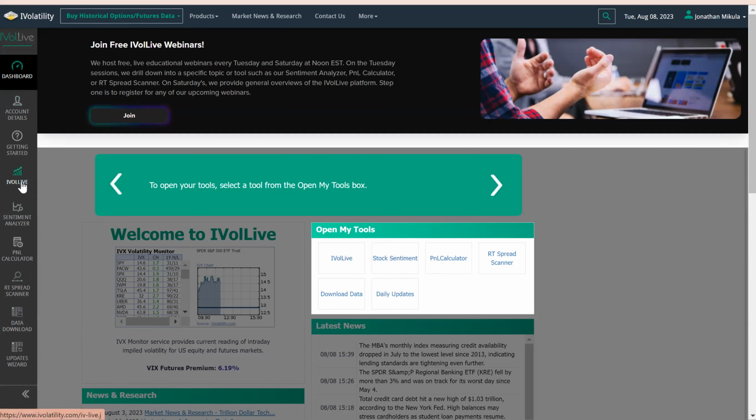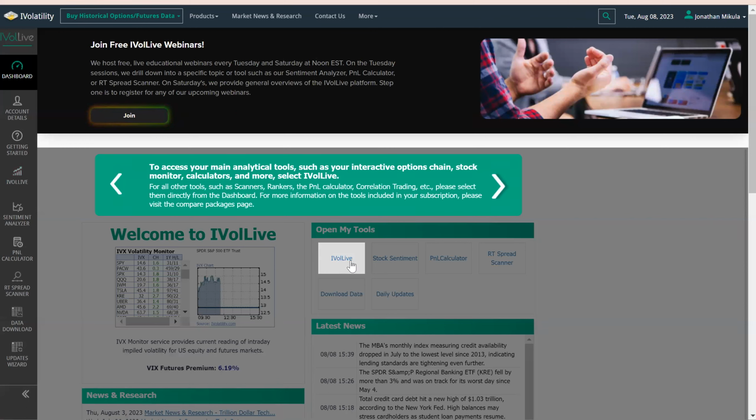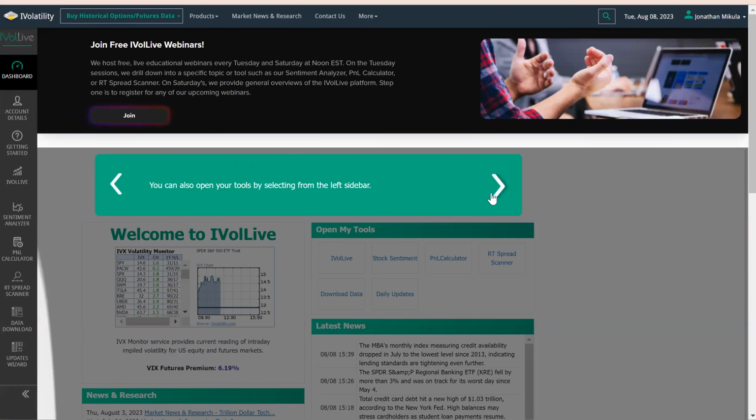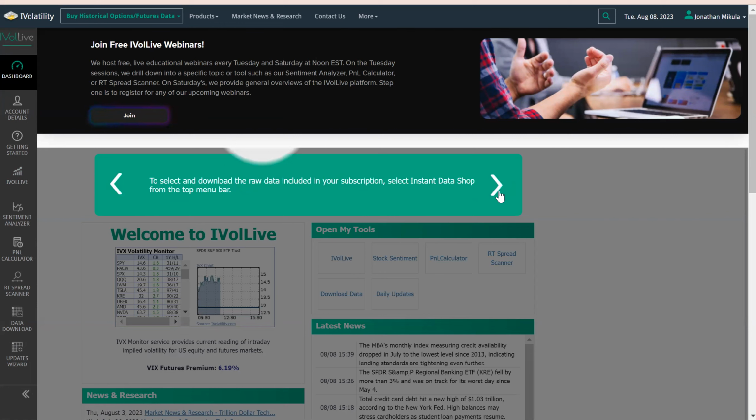We're going to spend most of our time today within the IVolLive tab. That's where most of our charting system and software lives. Here we have IVolLive, which I just mentioned. That's the brain and the beating heart of our platform.